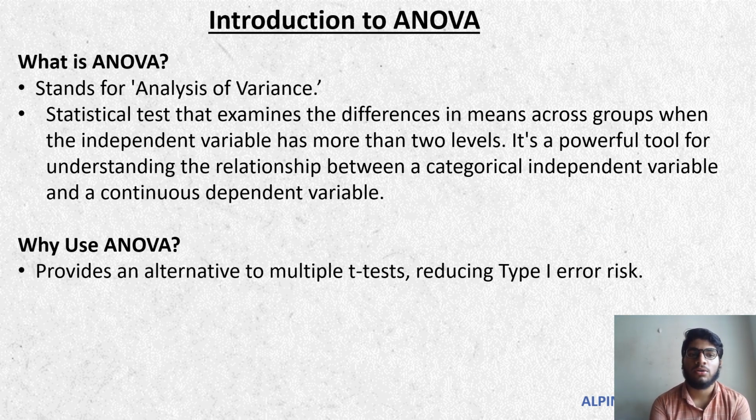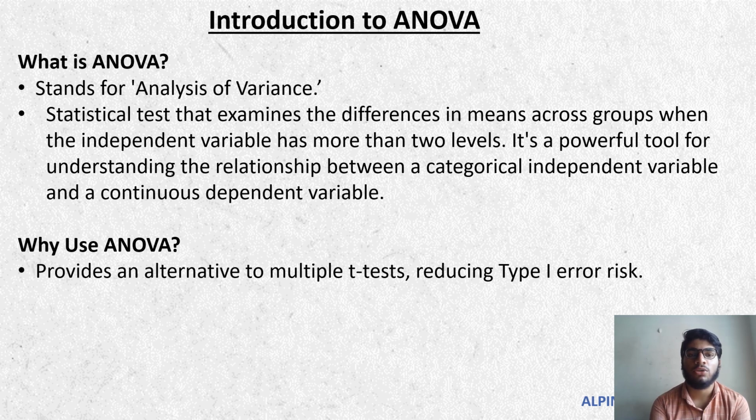Introduction to ANOVA. Before discussing One-Way ANOVA, we should know what ANOVA is. ANOVA stands for Analysis of Variance. ANOVA is a statistical test that examines the differences in means across groups when the independent variable has more than two levels. It's a powerful tool for understanding the relationship between a categorical independent variable and a continuous dependent variable.